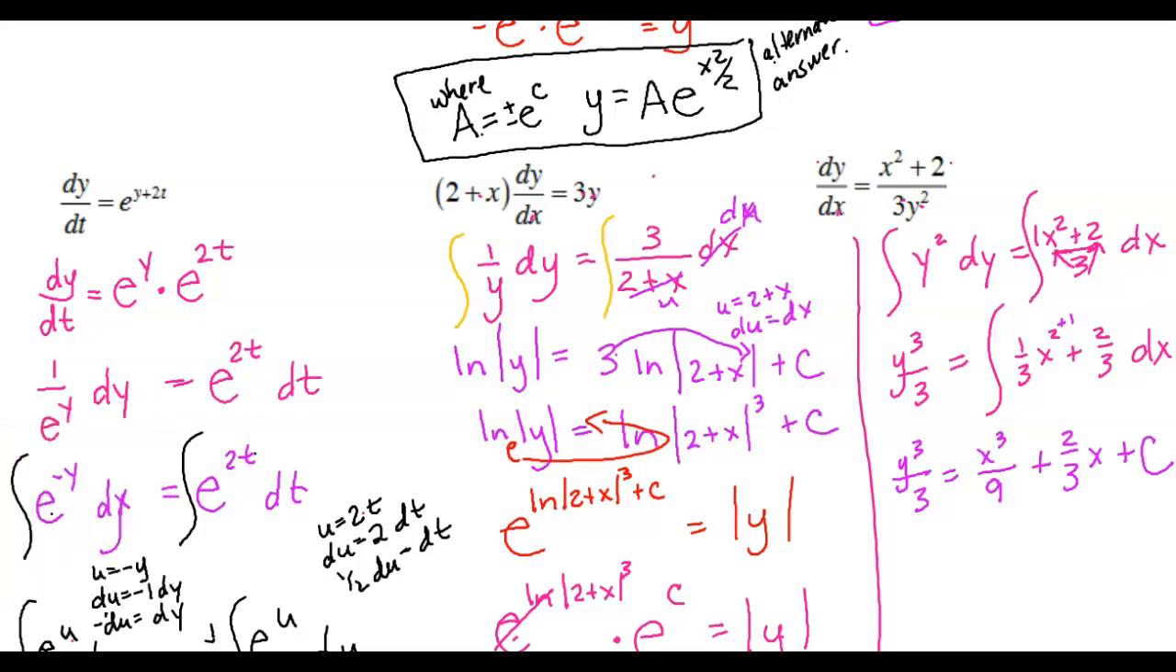So we're going to go ahead and multiply everything by 3. So those cancel. We get y cubed equals, that reduces to be x cubed over 3 plus 2x plus, remember, just another constant.